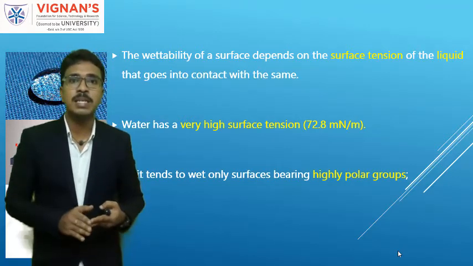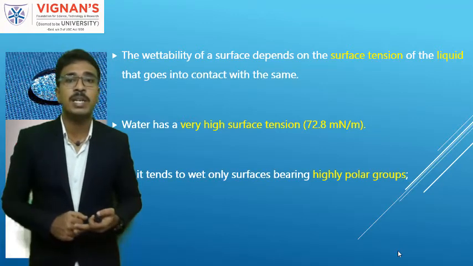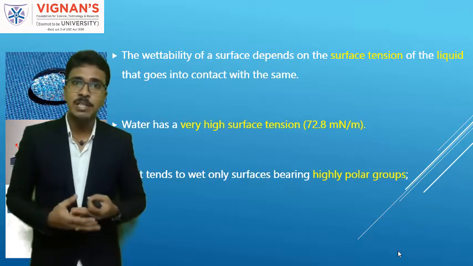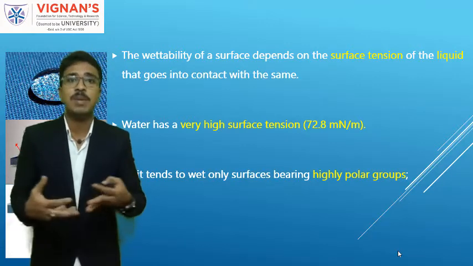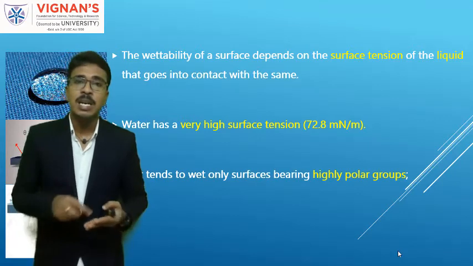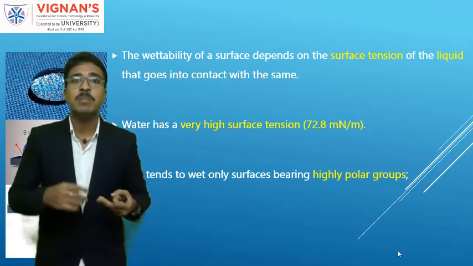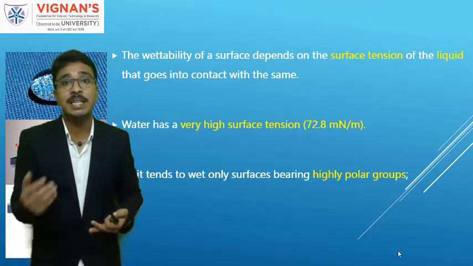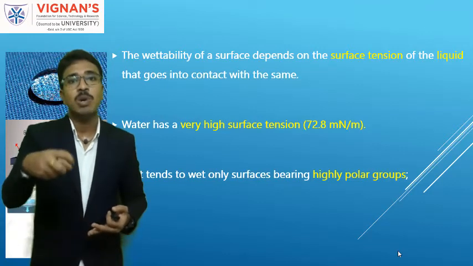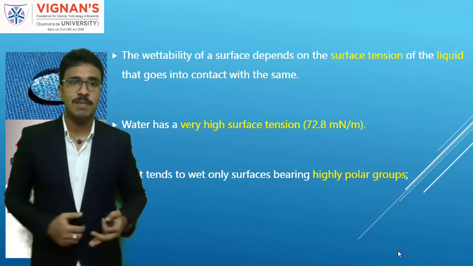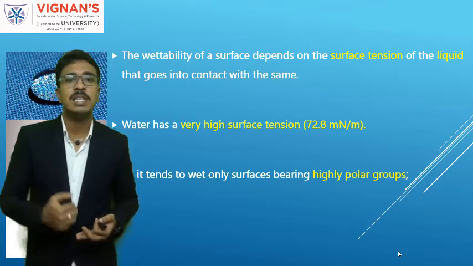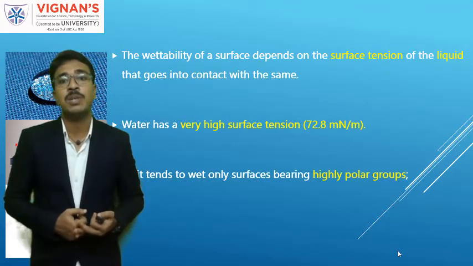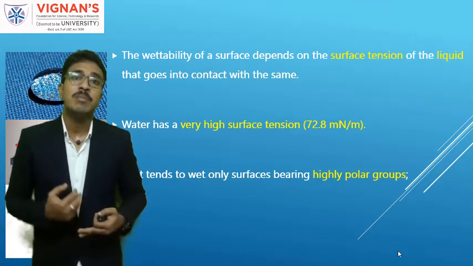In the case of water, the surface tension is 72.8 millinewton per meter. If this water droplet has to wet any solid surface, say for example a cotton fabric, the surface energy should be more than the water, that means greater than 72, and only then is the water particle wetted by the cotton surface. Understand? Or we can say that the surface should have high polar groups. It tends to wet only surfaces bearing higher polar groups.